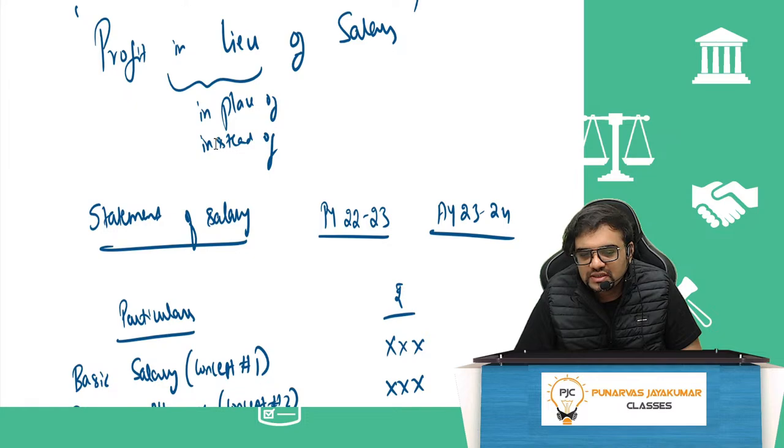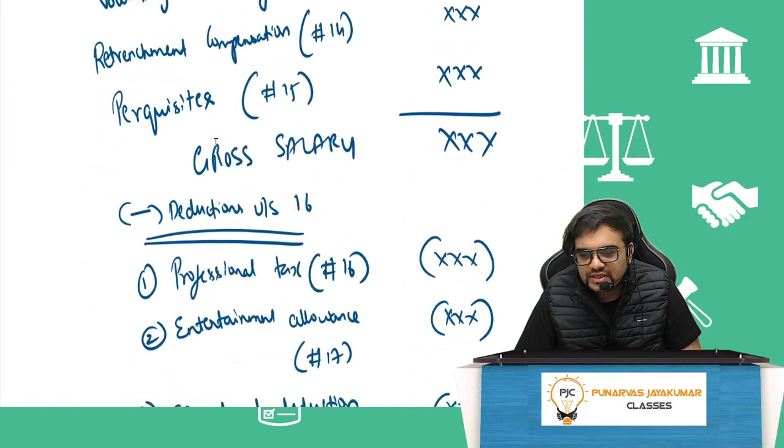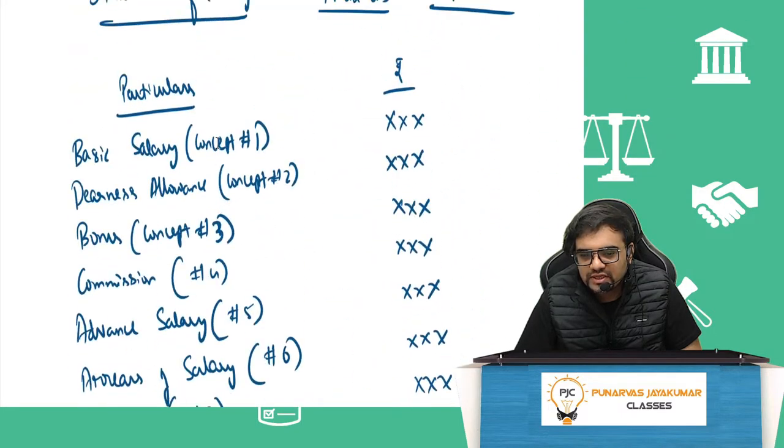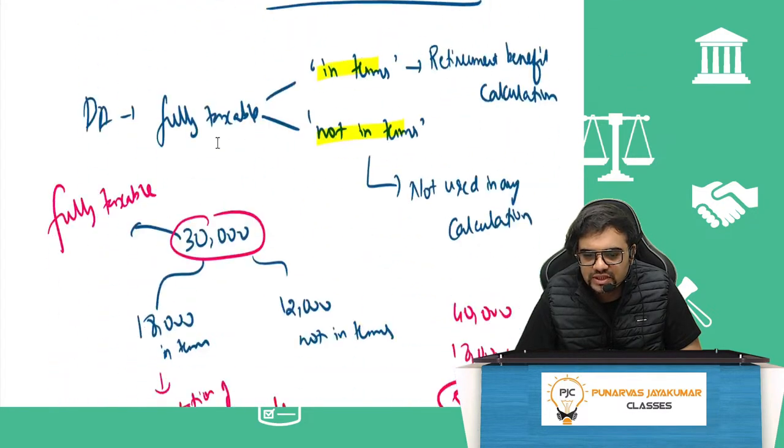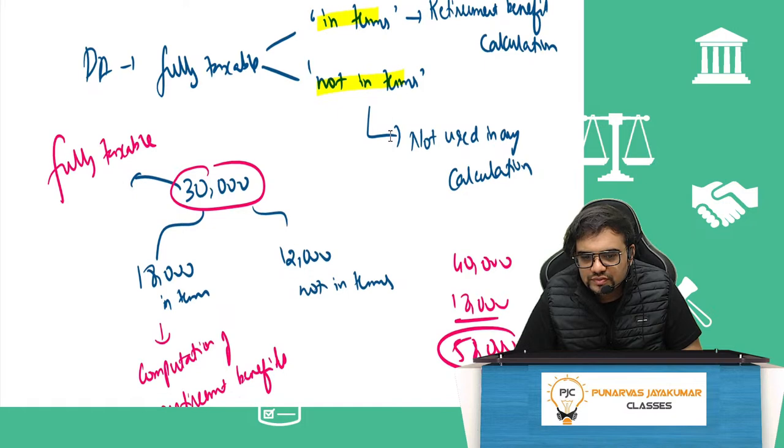Basically, in salary, you have many things that you need to study one by one. That is your basic salary, dearness allowance, bonus, commission, advance salary, so many things. One by one, we'll see. So, what do you mean by basic? Basic is the normal basic salary that you get. That is a component which they only derive. Every company will have that this will be the basic, this will be the other allowances, this will be the other perquisites, etc. One by one.